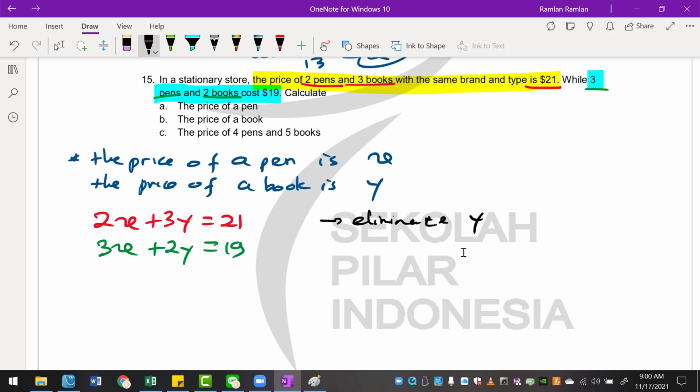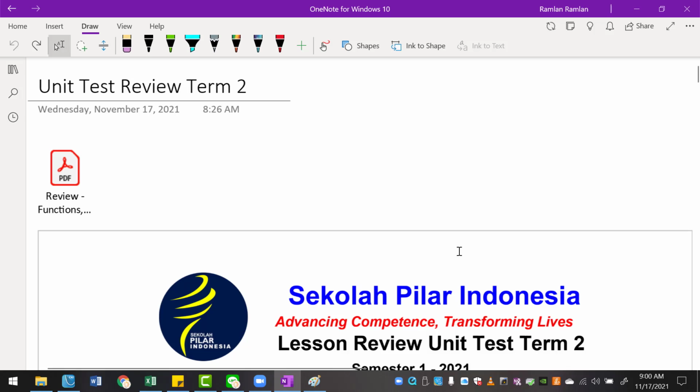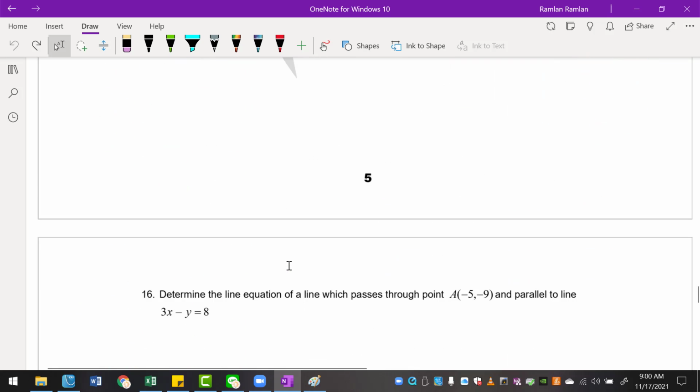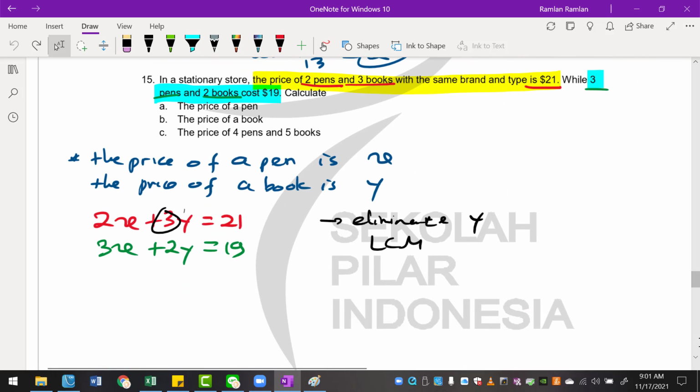Okay, so if I want to eliminate the y, it means that these two numbers should be the same. So how can I do that? By finding the LCM of these two coefficients, which is 3 and 2. The LCM of 3 and 2 is 6, right? So which means that we need to make this into 6. This one also becomes 6. How do we do that? By multiplying, right?